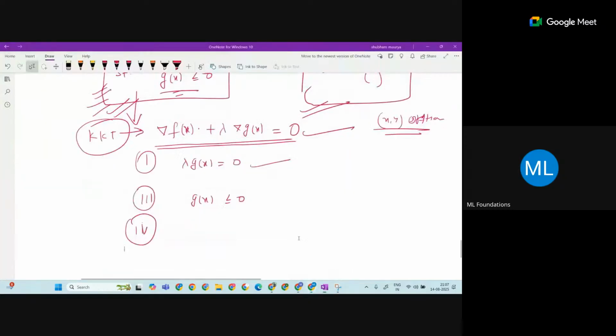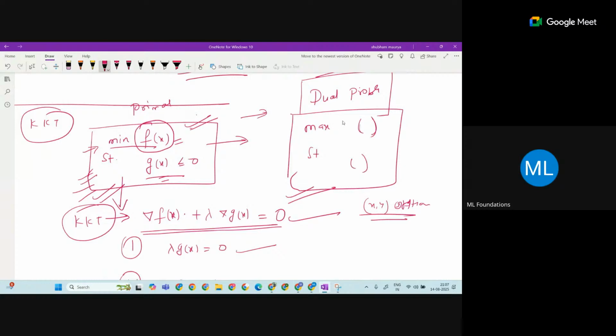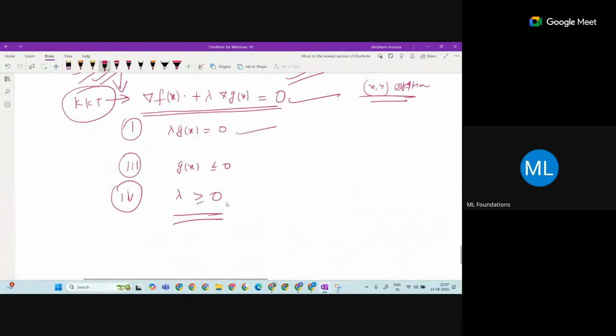Dual feasibility is on lambda, because we are working on lambda, and lambda should be greater than or equal to 0. Once you convert this to the dual, we are finding the max on lambda. That's why the name is dual feasibility.